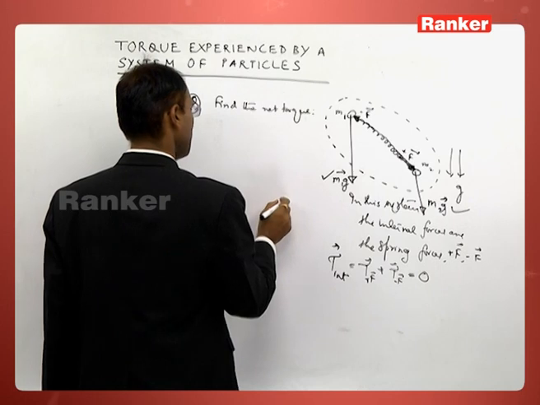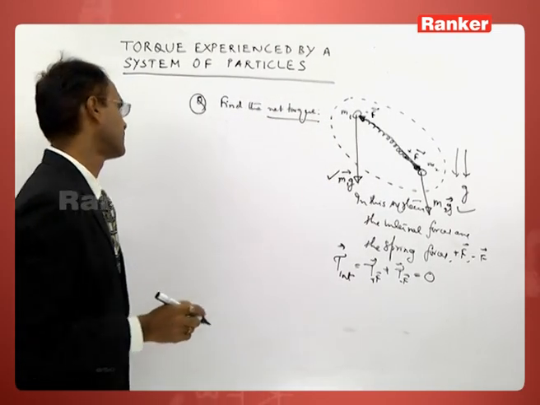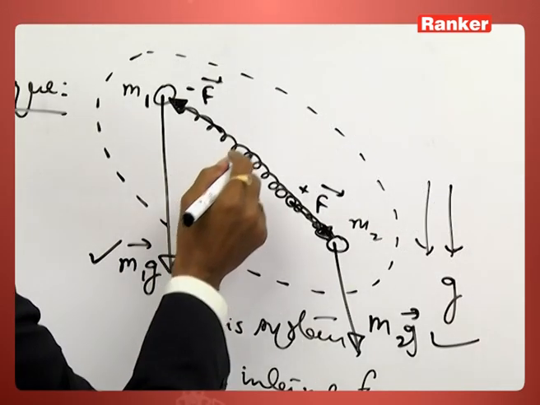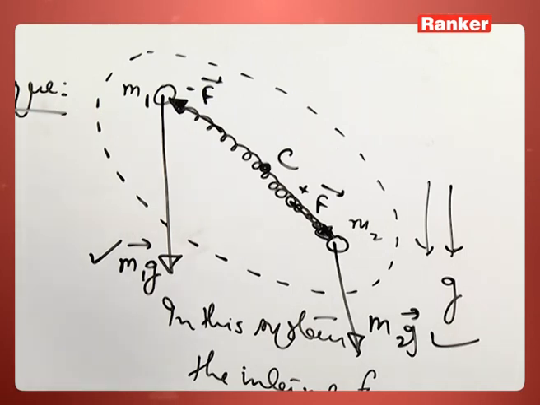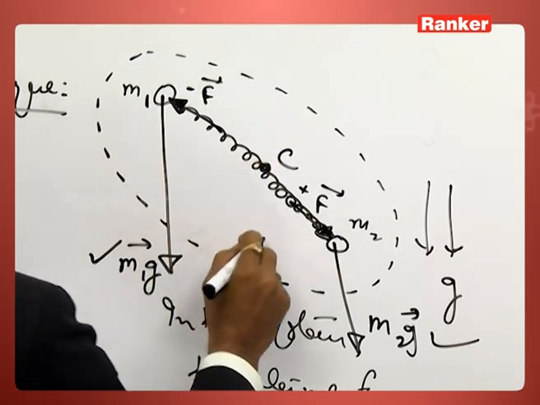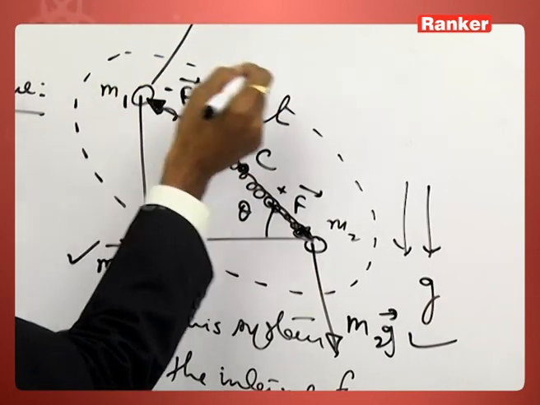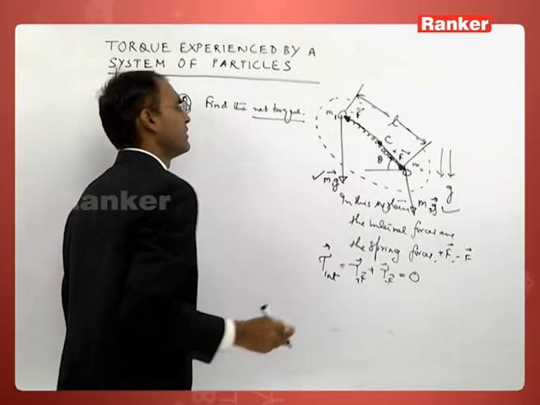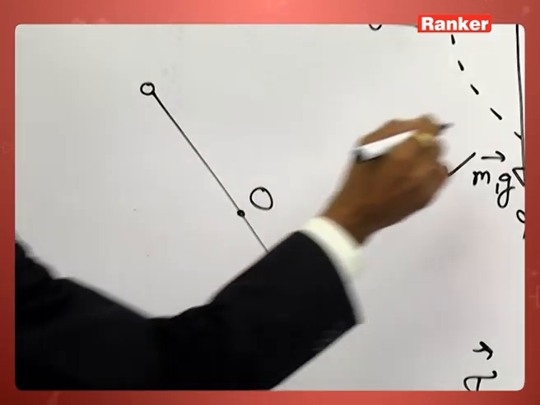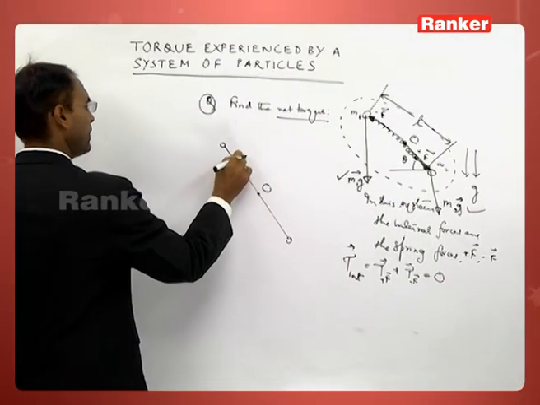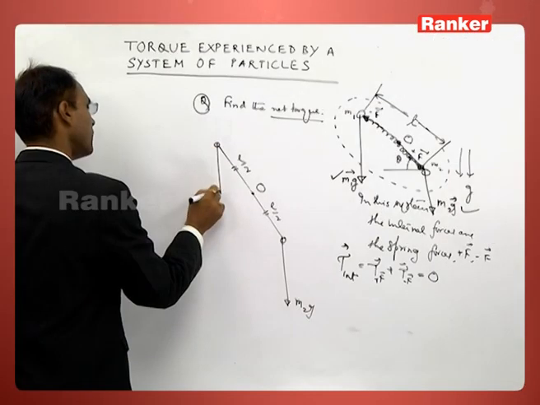Let us take any point. To find the net torque, we have to choose the reference point. If we choose the reference point, the center of the spring, and the spring is inclined at an angle of theta at this instant, and the length of the spring let be L. You take the center as a reference point O. This will be L by 2. This segment length will be L by 2. This is m2g. This is m1g.